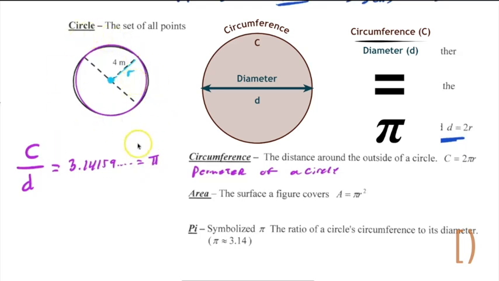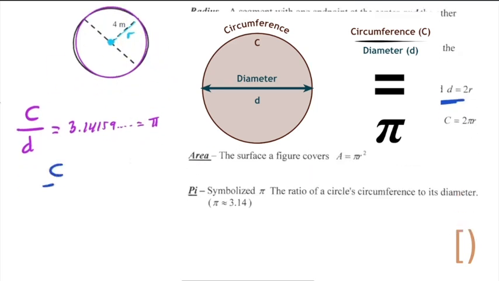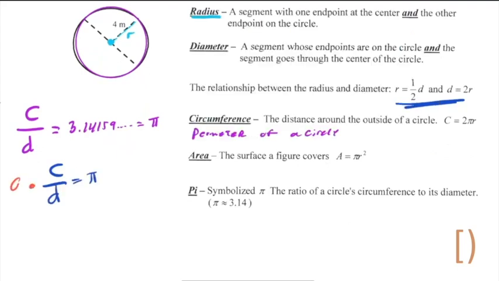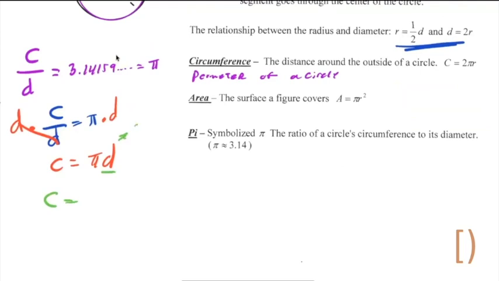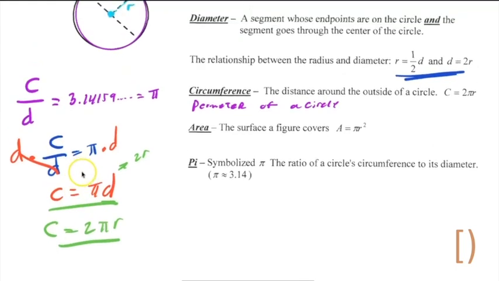We can go backwards and go, hey, since we know the circumference divided by the diameter is pi, if we multiply both sides by the diameter, we get circumference equals pi times diameter. Or if you want in terms of the radius, and we know the diameter is the same thing as two radiuses, we get 2 pi r. Both of those are ways to find the circumference. So you can use either one. The more popular one is circumference equals 2 pi r, but that's where it comes from.